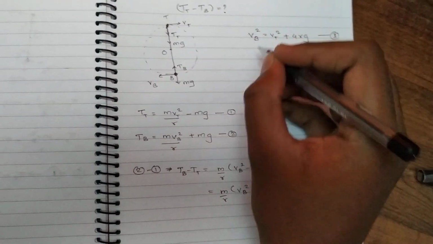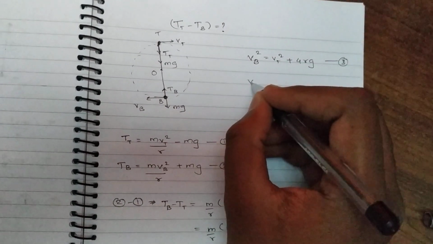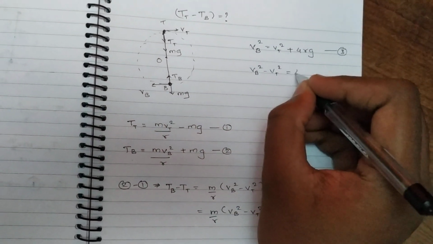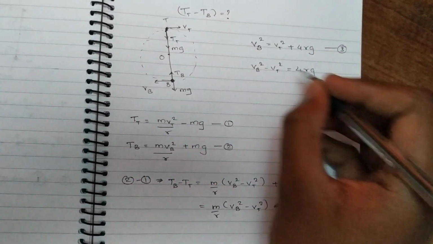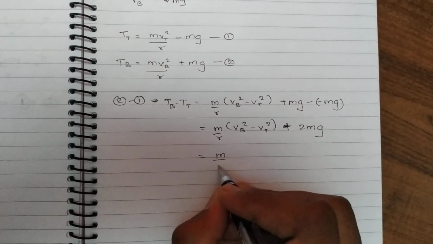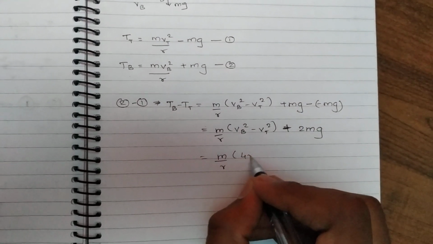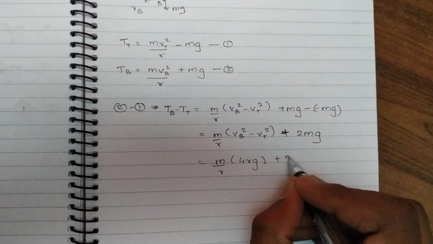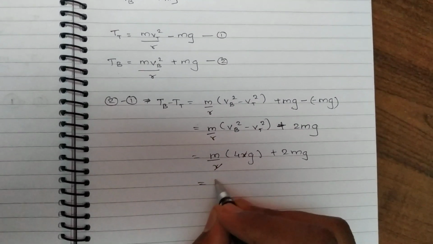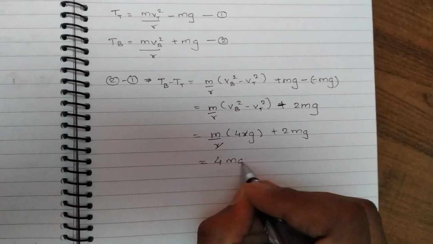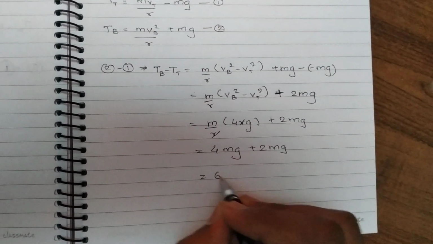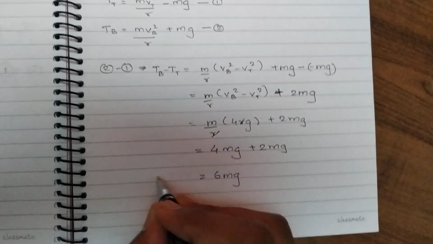From equation 3, we can easily figure out that Vb square minus Vt square is equal to 4rg. Substituting 4rg over here, I'll be getting m upon r multiplied by 4rg plus 2mg. R gets cancelled. That will give me 4mg plus 2mg. In all, I'll be getting 6mg.